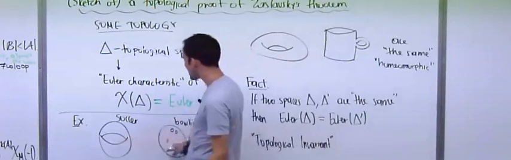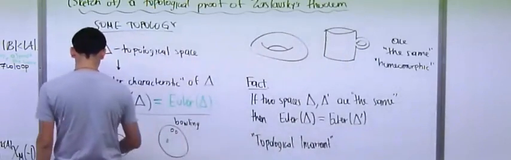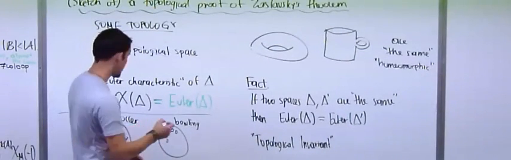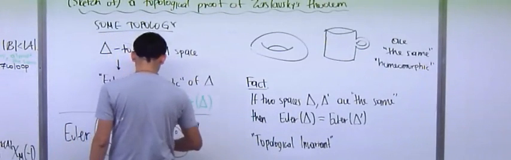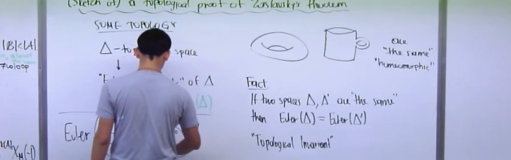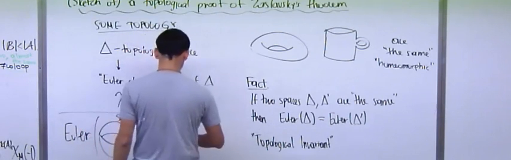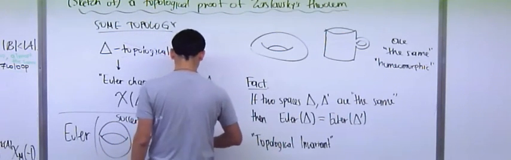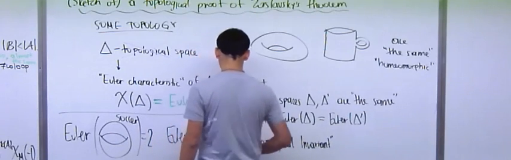But okay, so these two things, are they the same thing? Well, fortunately, the first thing you could try is, do they have the same Euler characteristic? And it turns out they don't. The Euler characteristic of this guy is 2, and the Euler characteristic of a bowling ball is 1.